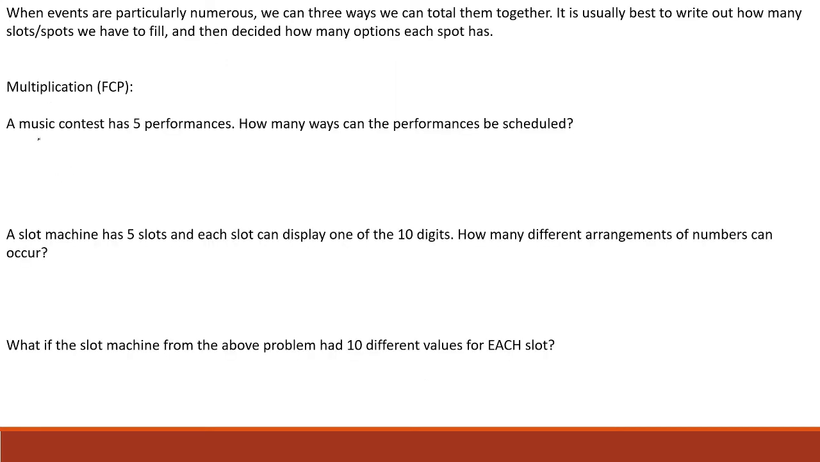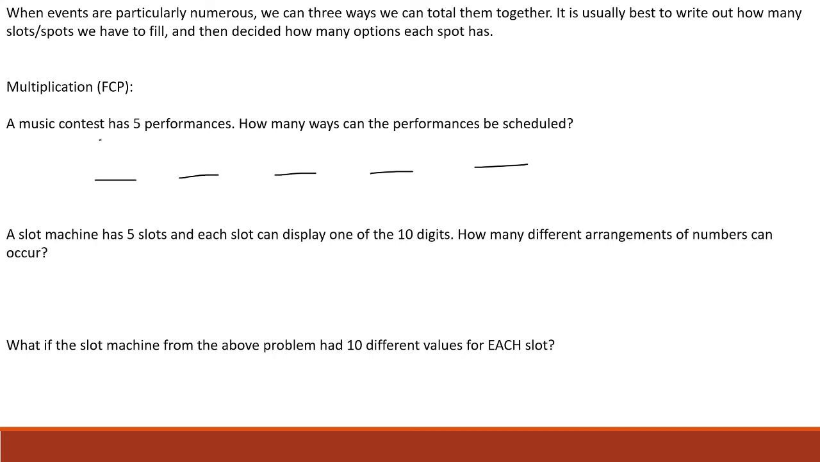Here we had 9 possible things in the bag that we could pick. Well, what if we have a situation where we have a music contest that has 5 performances and we want to schedule them? So how many different ways can we schedule performances? Well, that's a little bit different than just counting up the number of outcomes because that's kind of hard to do. So the FCP says, once again, you split this into 5 cases. 1, 2, 3, 4, 5.